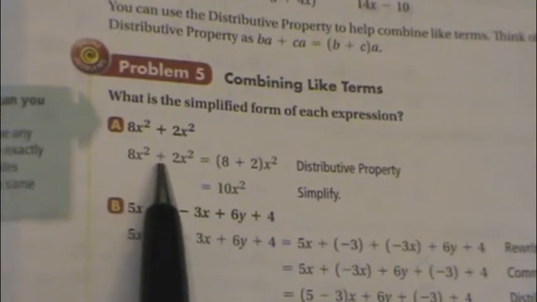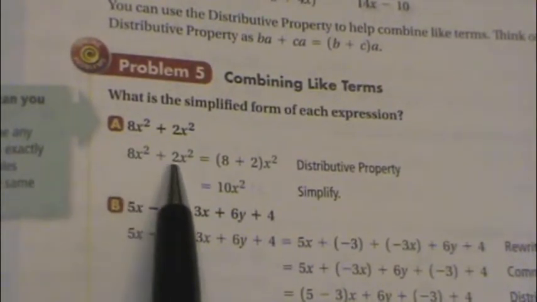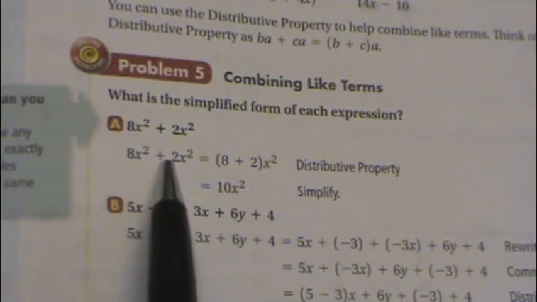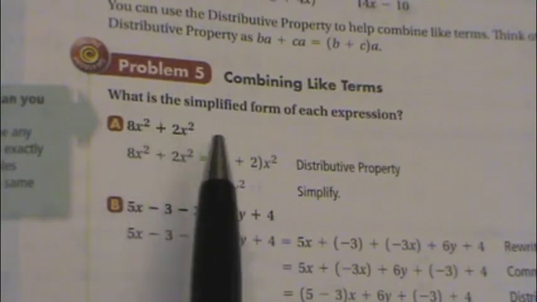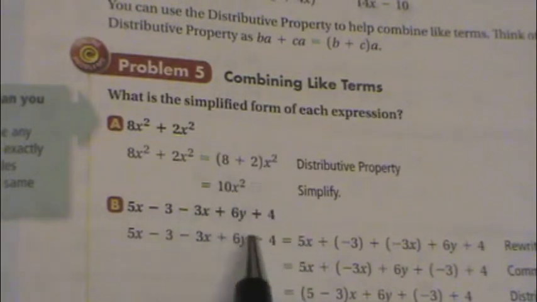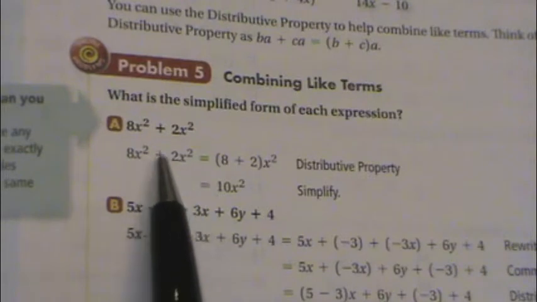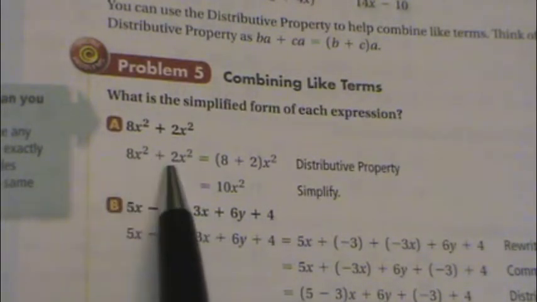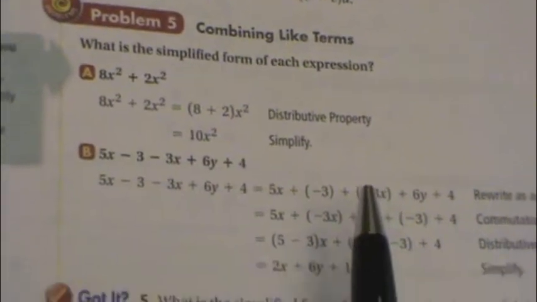So all we have to do is add. Well, 8x squared plus 2x squared, add the 8 and the 2. 10x squared. Done. They took this extra step here to show you exactly why it works. You can distribute, and what I need you to know is that those are like terms, so you can add them. That's what I need you to know.